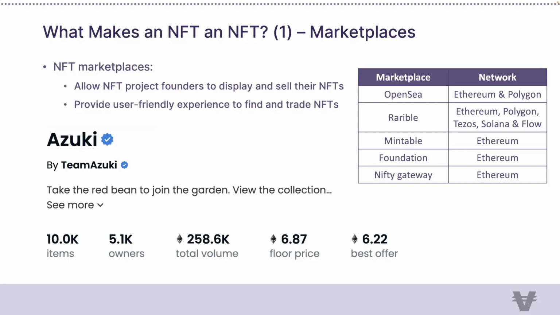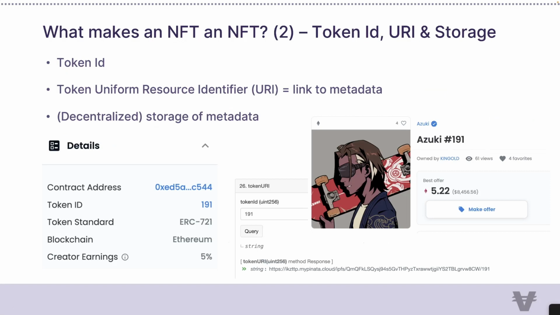So I wanted to focus on the Azuki project for today, which has been created by Team Azuki, and it has a floor price of 6.87 Ether, which was several days ago. So once again, what makes an NFT an NFT? Well, you need a token ID and you need a token uniform resource identifier, which is a link to the metadata of that NFT. And then you need to store that metadata. And if you want to be as decentralized as possible, you, of course, need to have decentralized storage.